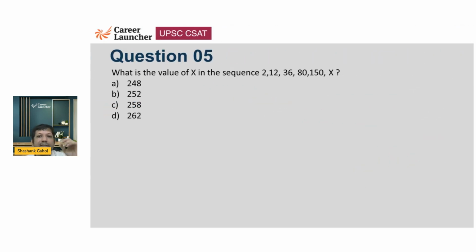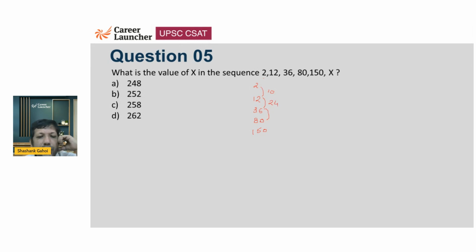Okay, now let's come to this. What does it say? It says, what is the value of x? So I got 2, then 12, then 36, then 80, then 150. Now what am I going to do? So this is going to be a difference of 10. I'm going to see multiple iterations. What does it work out to? This is 24.